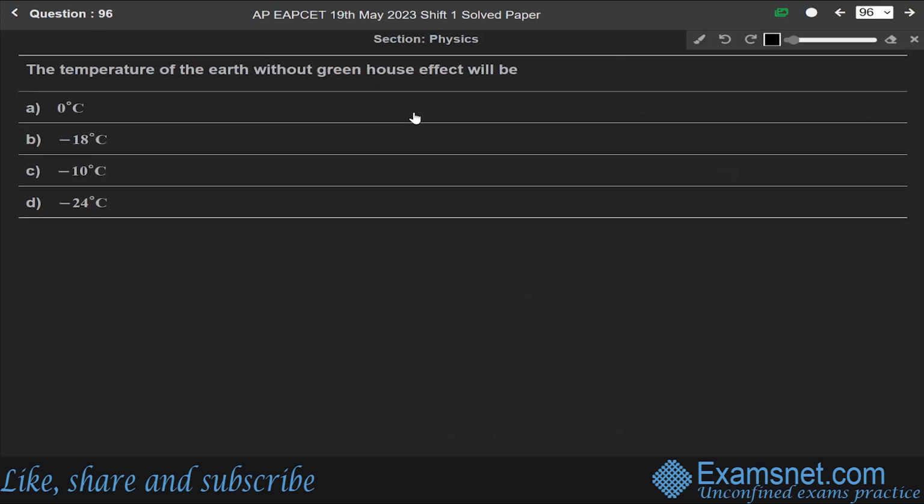Now next question 96. The temperature of the earth without greenhouse effect will be. So this is a very common and very basic question asked. Its direct answer is minus 18 degrees Celsius. Okay. This is a direct question. We do not need to solve any long calculation here. Just the correct answer is minus 18 degrees Celsius.